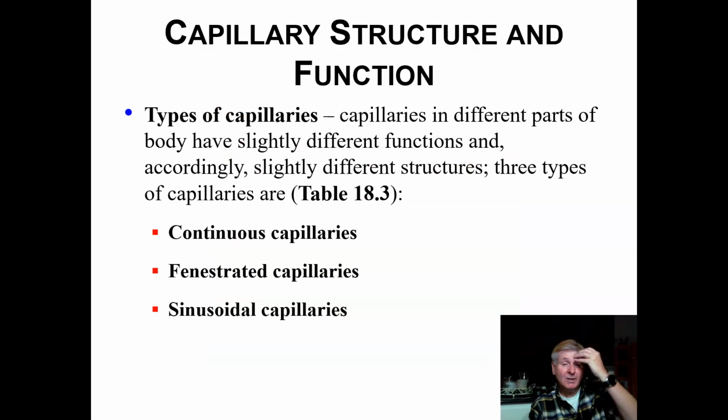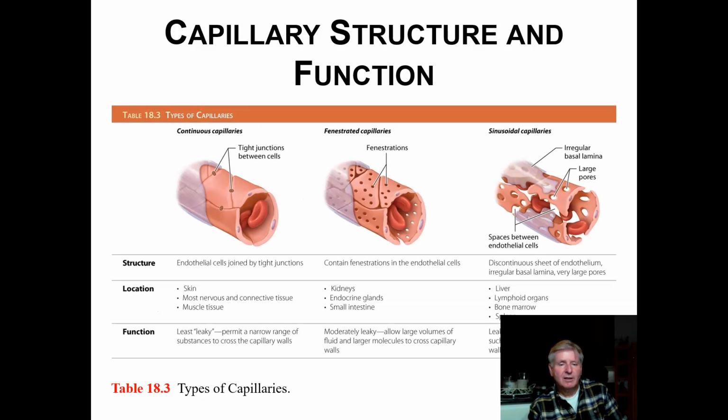So continuous, fenestrated, and sinusoidal. Okay. This table 18.3 shows you the continuous, like in the skin, your nervous and connective tissue. They have a lot of tight junctions. They're the least permeable, the least leaky. Okay, and that's because they're not really known for exchange of nutrients. They're mainly noted for like the blood-brain barrier in the brain or in the skin for temperature regulation.